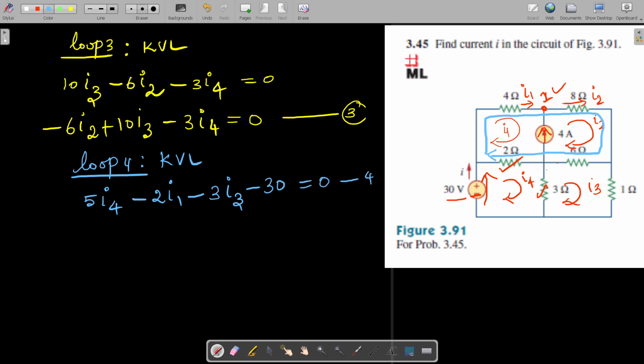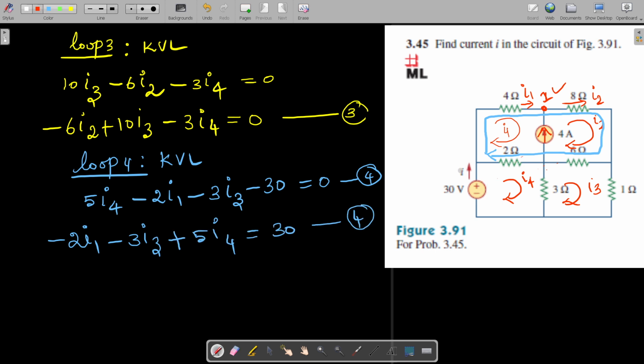So this is our fourth equation. We can rearrange it like minus 2I1 minus 3I3 plus 5I4, that is equal to 30. One more thing, we might have noticed that this I current is nothing but the I4 current we have taken. So whenever you want to solve, you should know that this I is equal to the I4 we have assumed.